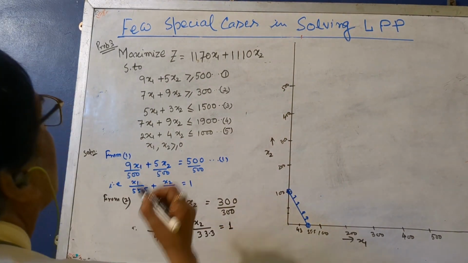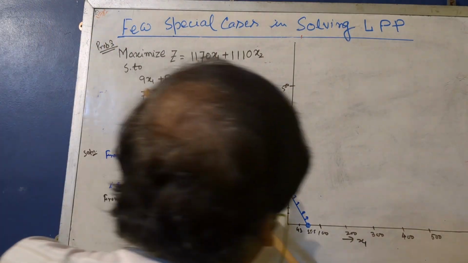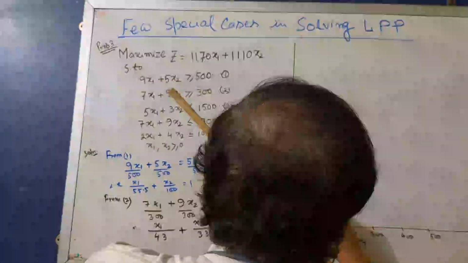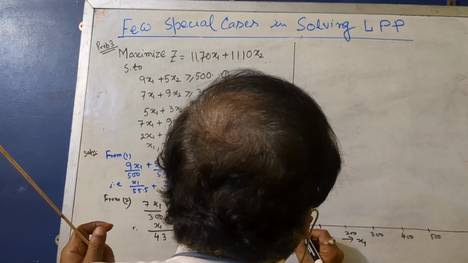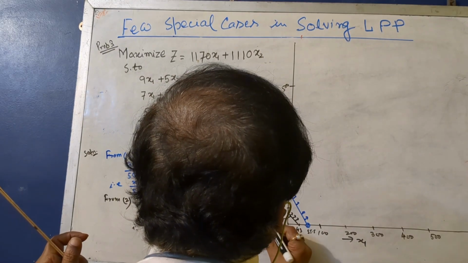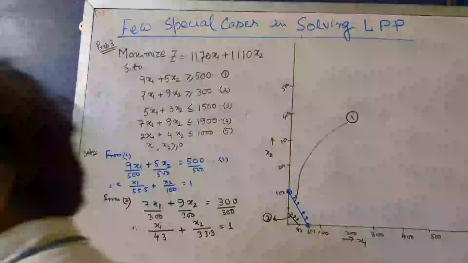So you will get this line, and that is also greater than or equal to. This is your second constraint, and this is the first constraint. Okay. Now third.